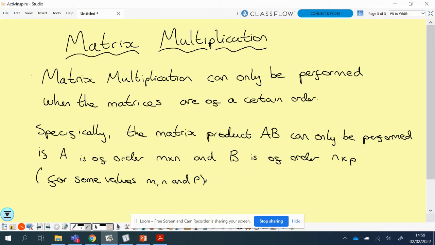Now, you'll notice that if I multiply A times B, the number of columns that A had was n, and the number of rows that B has was also n. In other words, the last number in the order for A needs to match the first number in the order for B. That's the only way matrix multiplication can happen.